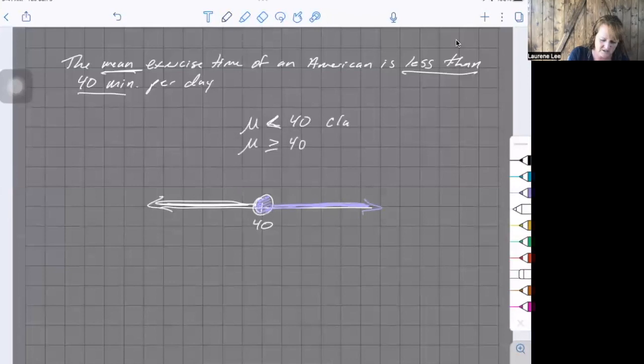So this top one's the claim. The second one's the complement. See how those, so at the end of the day, the reason the picture is helpful is that everything needs to be colored in, white or purple. If you missed a part, then one of them's wrong.